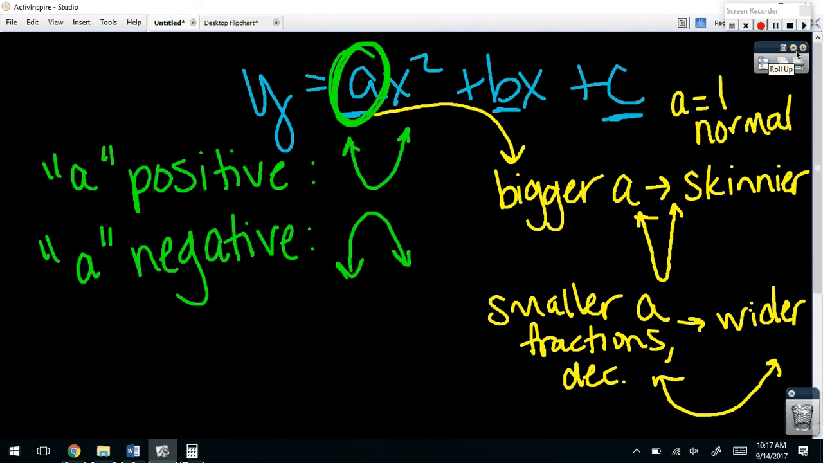All right, so bigger A, skinnier graph. Smaller A, wider graph. One more thing about the equation before we actually graph, guys, I need you to pay attention.